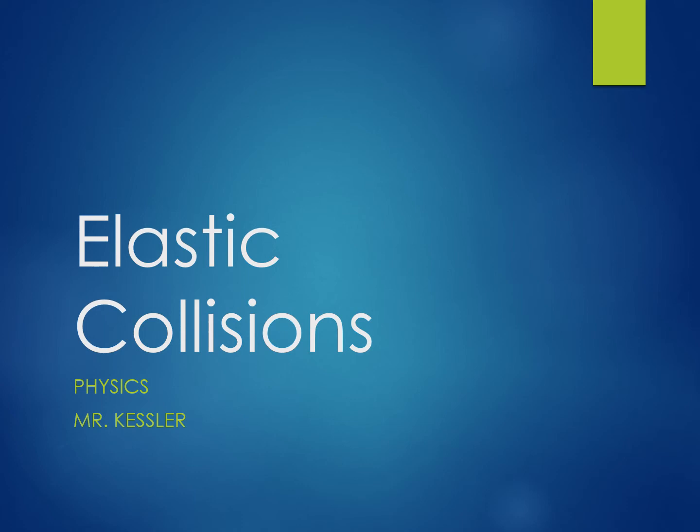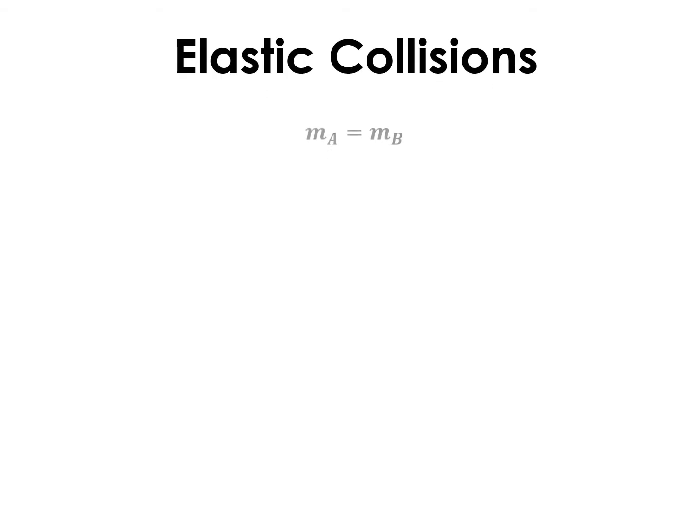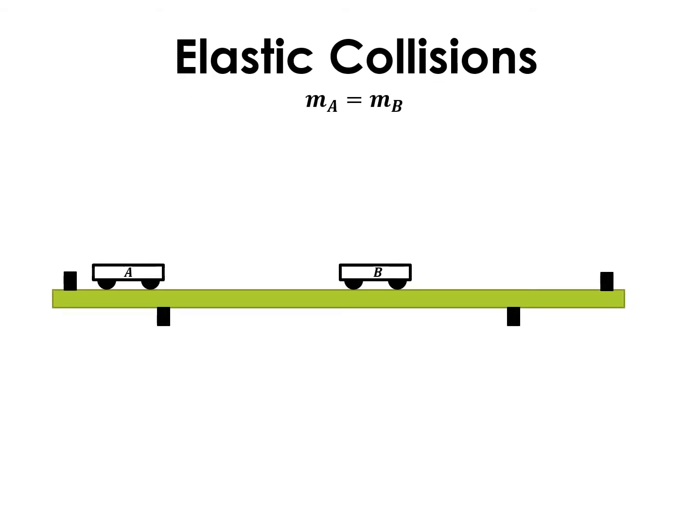In this PowerPoint, we're going to talk specifically about elastic collisions. In this example, we're going to say that the two masses are the same. So what happens in this circumstance? Cart A is going to have a velocity of 4 meters per second. Cart B is going to have 0 meters per second.